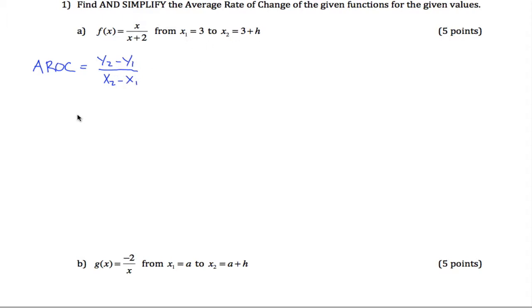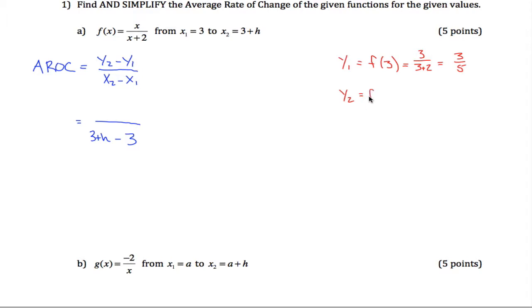It gives us the two x's, that's good. I know that x2 is 3 plus h, and x1 is 3. So really, if I could just find y2 and y1, I'd be all done. Unfortunately, we can. y1 is what comes out of this function when you put x1 into it. So it's f of 3. f of x is x over x plus 2, so f of 3 would be 3 over 3 plus 2, in other words, 3/5.